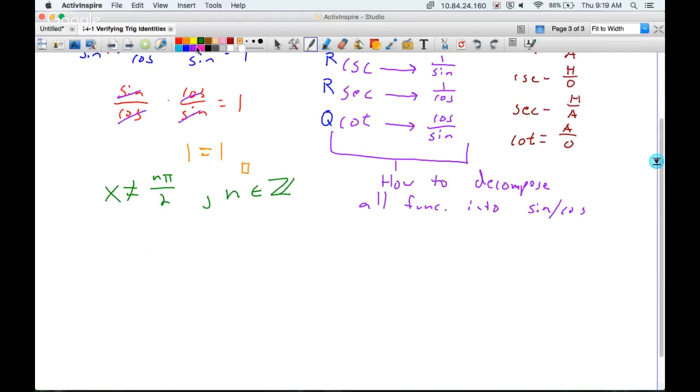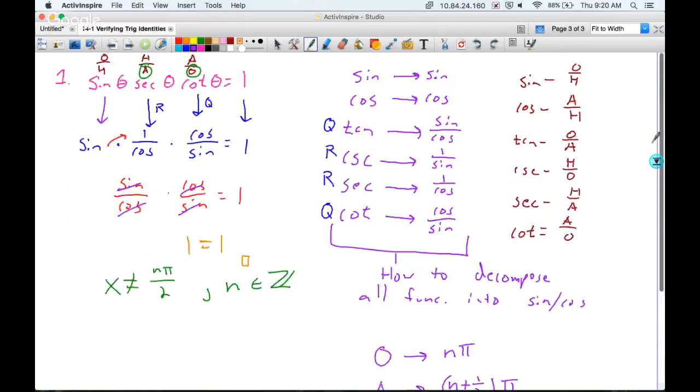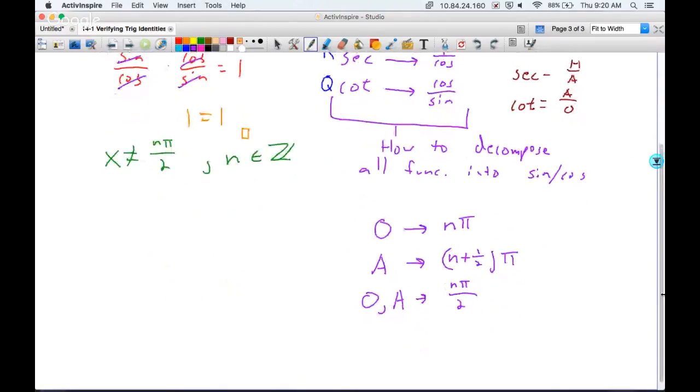Let's just take real quick notes on those excluded values. If I have just opposites, it's going to be n pi. If I have just adjacents in the denominators, it's going to be, this is the tricky one, n plus 1/2 pi. And if I have opposites and adjacents, it's n pi over 2. Specifically, x cannot equal those. All right, so there's a bunch of notes that'll kind of help you through this.